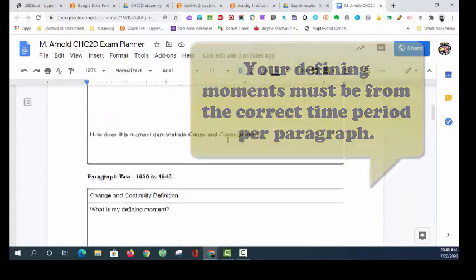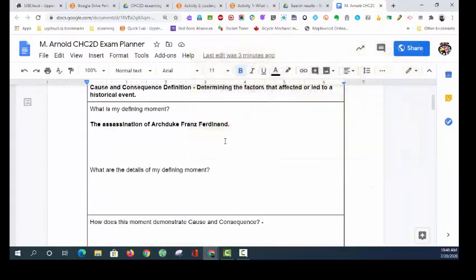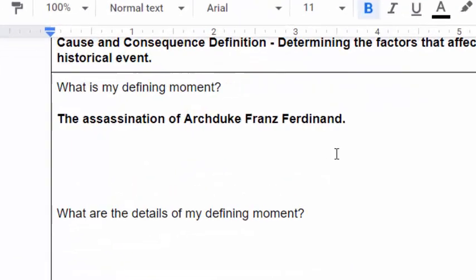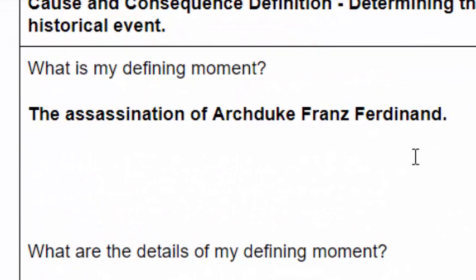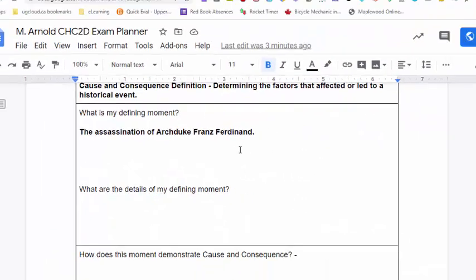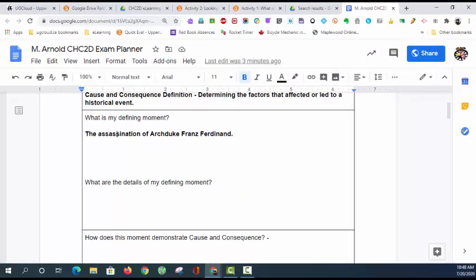The event that I picked as my defining moment, the moment that stuck out most in my head, was the assassination of Archduke Franz Ferdinand. So I've entered that under what is my defining moment. There will be other defining moments from those specific time periods that you'll have to enter in the other parts of this planner.